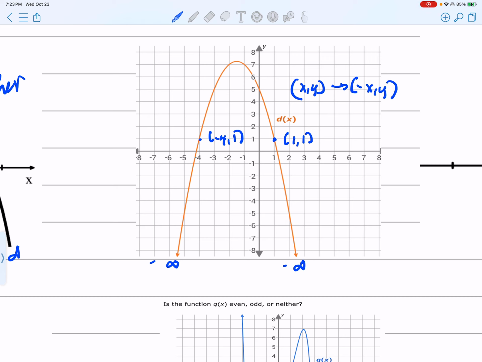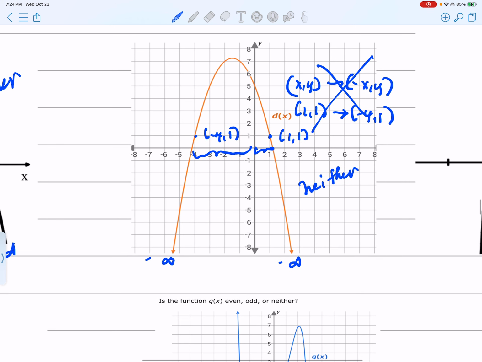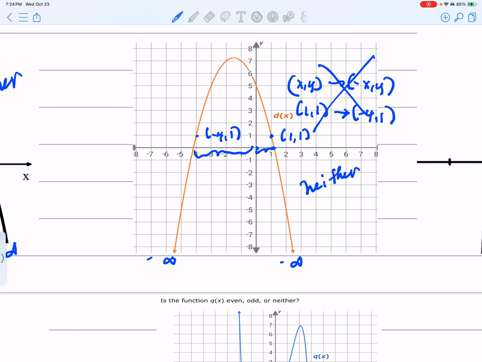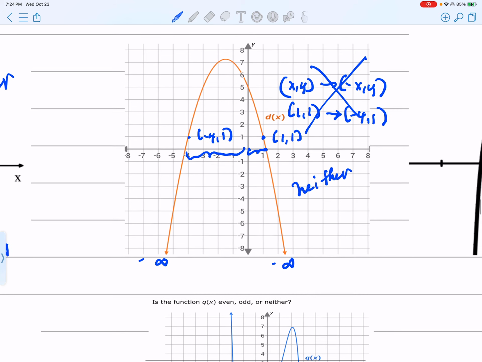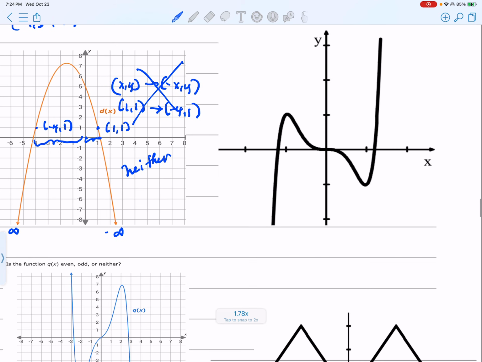Okay? So, does my (1, 1) map to (-4, 1)? No, it doesn't. That means this is not odd, this is not even. So, this is an example of neither. You can tell from here to here and from here to there that it's far from being symmetrical across the origin.